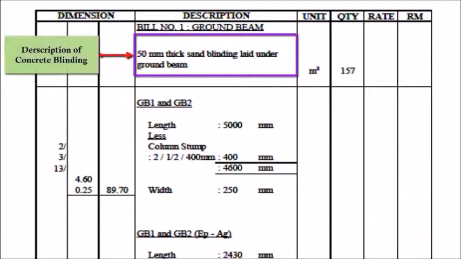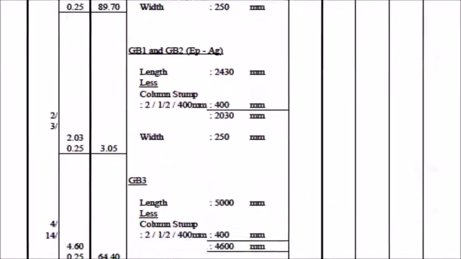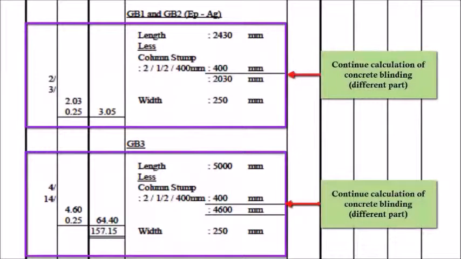The next subtopic is about the concrete blinding for ground beam. For the concrete blinding, the description is 50 mm concrete blinding laid under ground beam. The calculation includes the number of ground beams multiplied with the length and then multiplied with the width only, so we can get the total of concrete blinding. Then, continue the calculation for concrete blinding. Use the steps as before described.